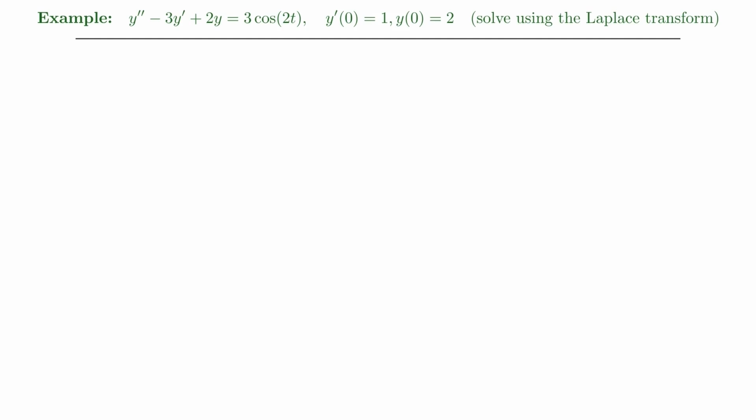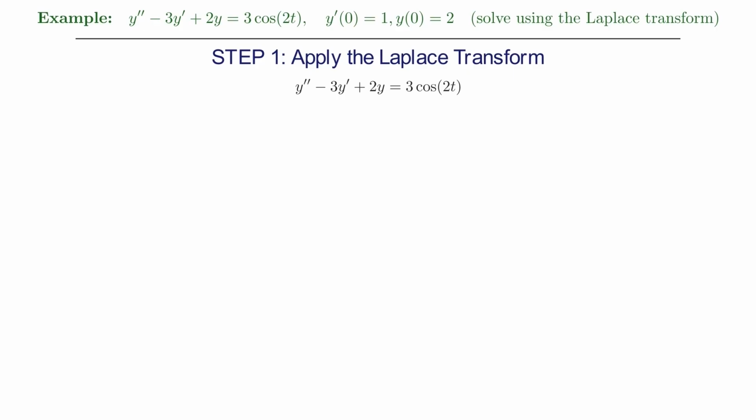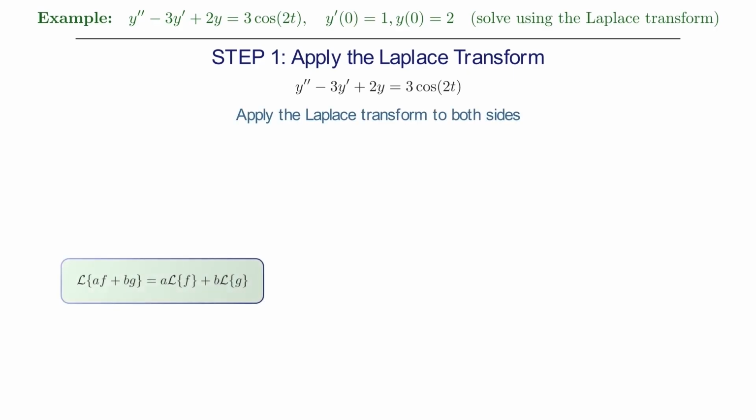The first step with these kinds of problems is always to apply the Laplace transform to both sides of the equation. By the linearity property, the left-hand side becomes the Laplace transform of y'' minus 3 times the Laplace transform of y' plus 2 times the Laplace transform of y. And on the right-hand side, this is equal to 3 times the Laplace transform of cos(2t).